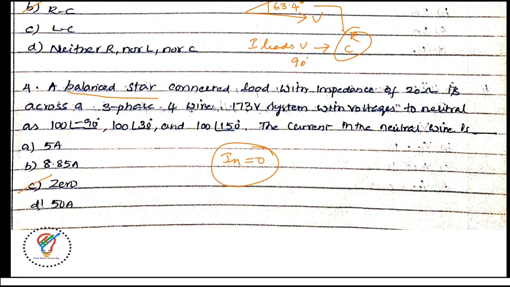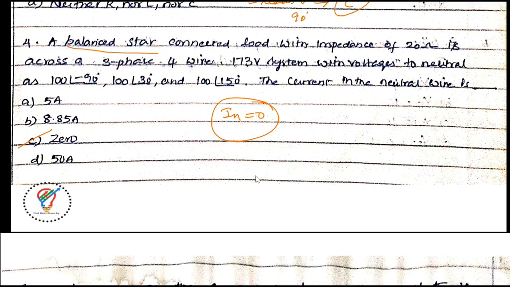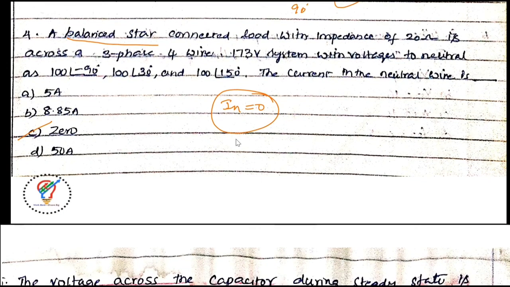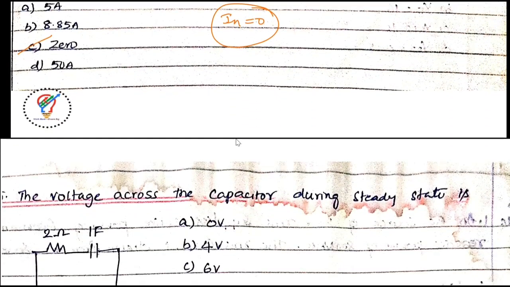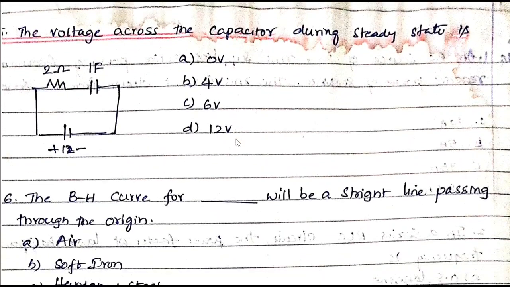Okay, if you want, you can cross-check using the mathematical equations. In is equal to V by R formula. So 100 at angle minus 90 divided by 20, plus 100 at angle 30 divided by 20, plus 100 at angle 150 divided by 20. If you do it like that, you will get the answer as 0. Okay, next question we'll talk about here.